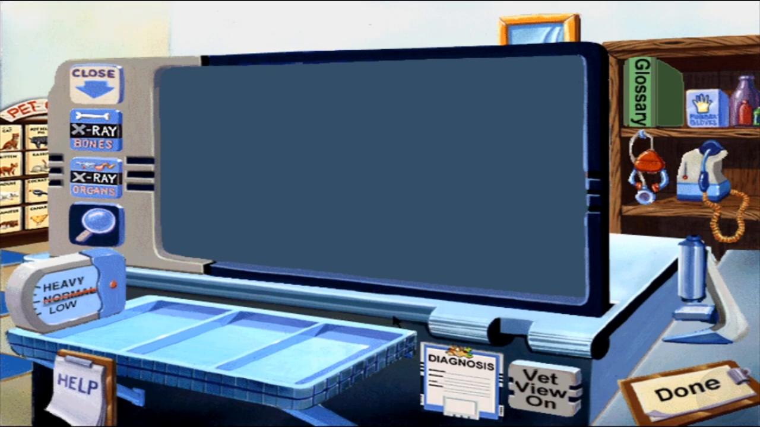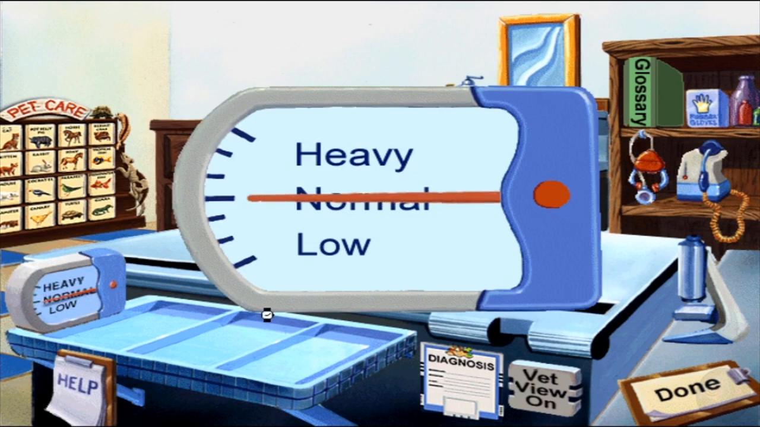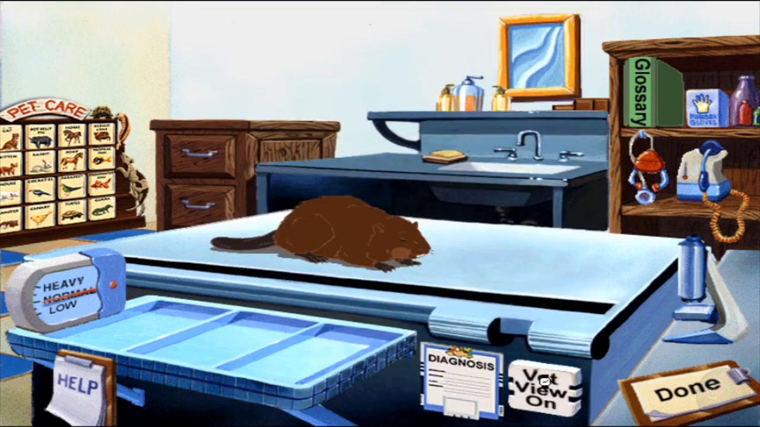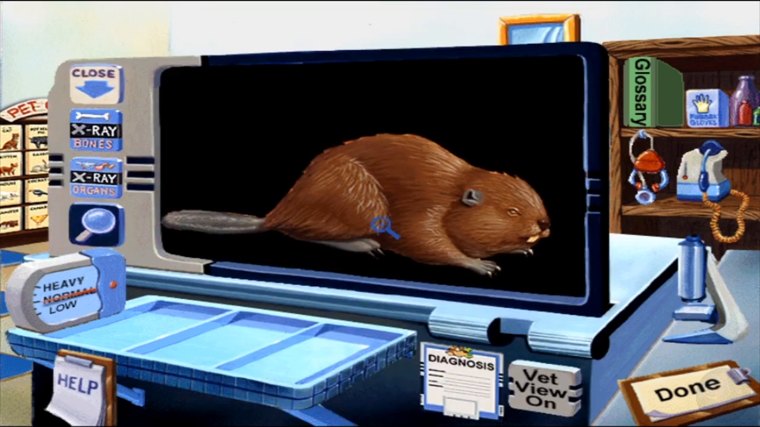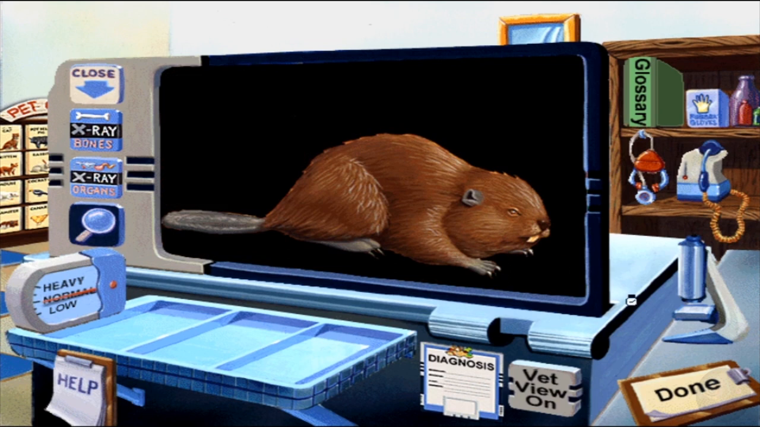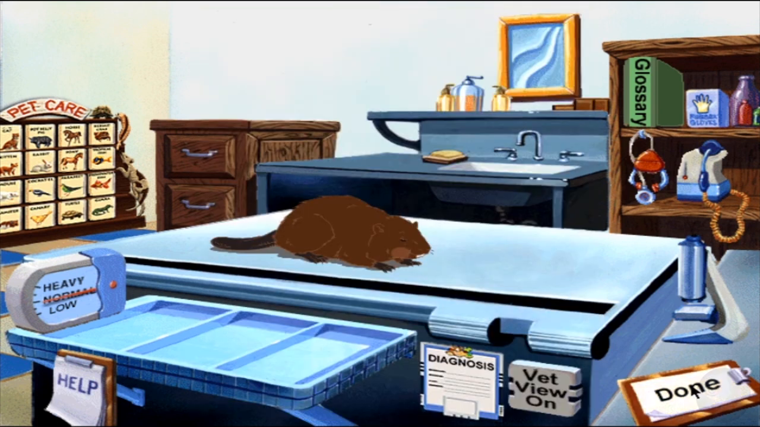Oh, you've brought an animal in. This animal's weight is normal. Everything looks healthy here. Are you sure you want to leave?